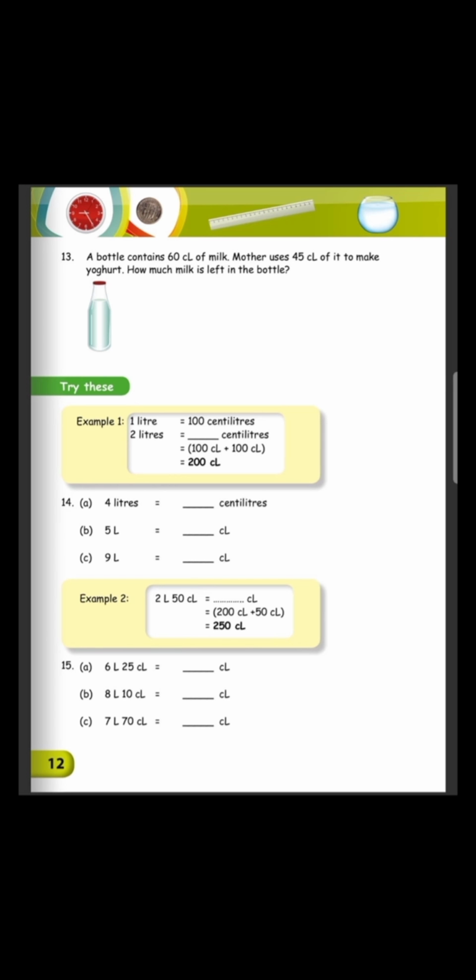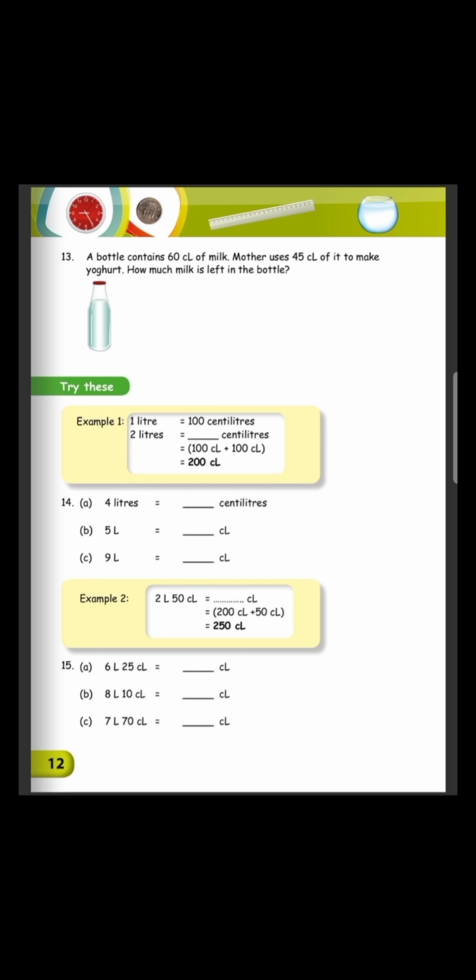A bottle contains 60 centiliters of milk. Dans une bouteille, on a 60 centiliters of milk. Mother uses 45 centiliters of it to make yogurt. Maman utilise combien? 45 centiliters. Donc, on avait 60 centiliters. Maman utilise 45 centiliters. How much milk is left in the bottle?